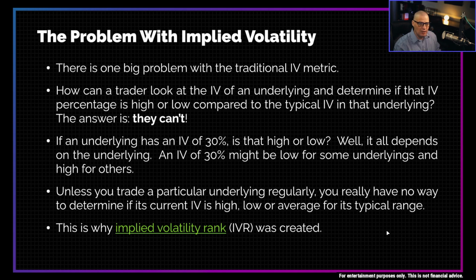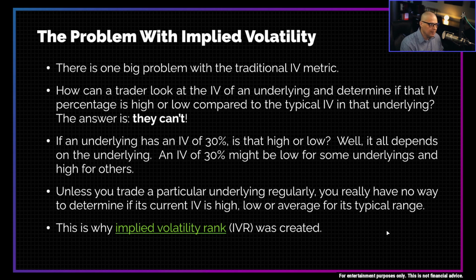And this is because there is a big problem with the standard IV metric, the IVX that we just looked at on the TASTYTRADE platform. How can a trader look at the IV of one underlying and determine if that IV percentage is high or low compared to the typical IV in that underlying? And the answer is you can't, right?